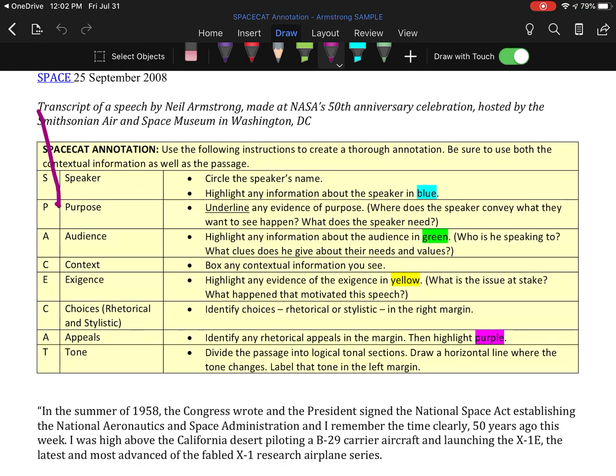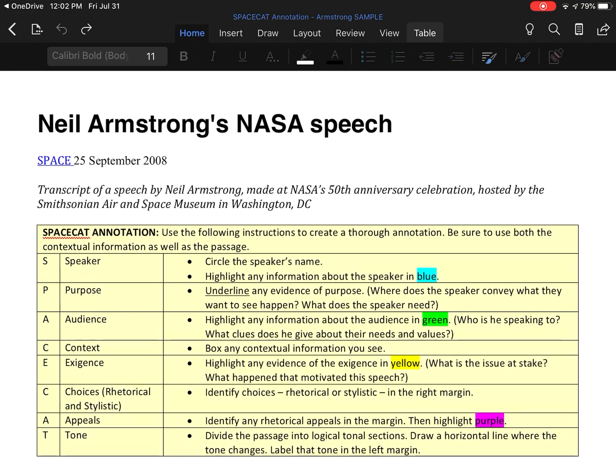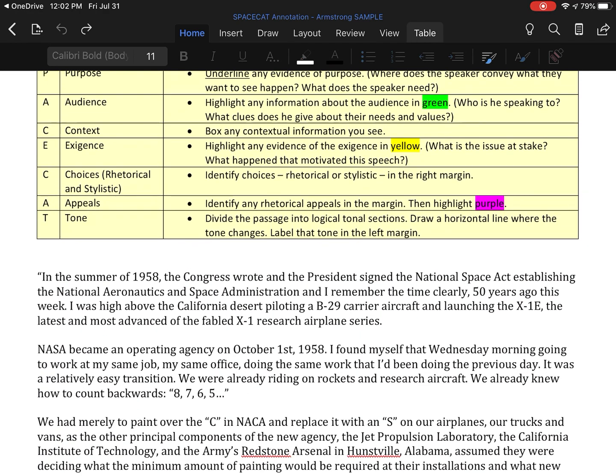So let's start with our information at the top here. This is Neil Armstrong's NASA speech. It's transcribed by Space, and the date is the 25th of September in 2008. This is a transcript of a speech by Neil Armstrong made at NASA's 50th anniversary celebration hosted by the Smithsonian Air and Space Museum in Washington, D.C. Now, I already know there are some SPACECAT things to mark, but I will come back to those because I want to read these first two paragraphs to get a feel for what we're looking at, and then I'll show you how to annotate.